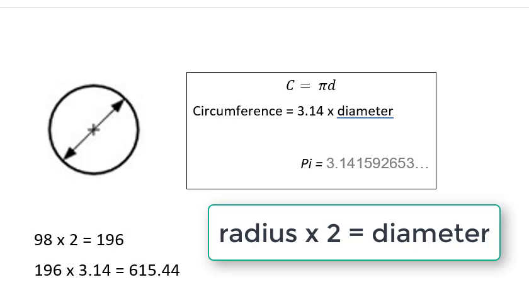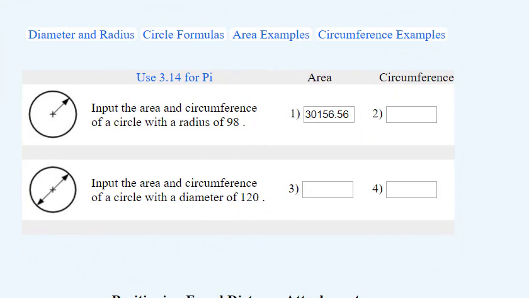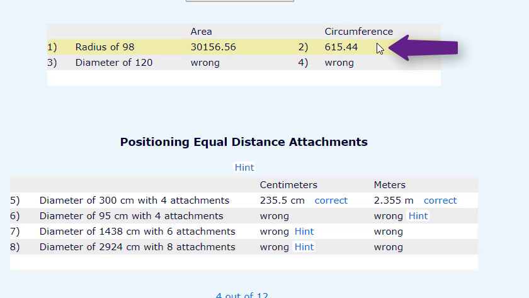Here's how it works. We take 98, which is the value of the radius, times 2, which gives us the value of the diameter, and that gives us the value of 196 as the value of the diameter. Then we can plug in this formula, diameter times 3.14. So it's 196 times 3.14, which gives us 615.44. Let's see if that works on the website. I'm going to plug in 615.44 and we'll see if it works. And it does. It's correct right there.